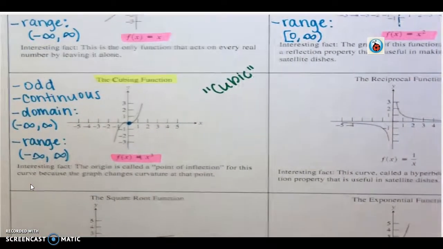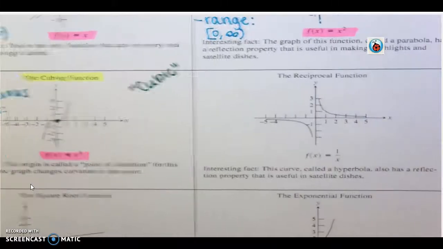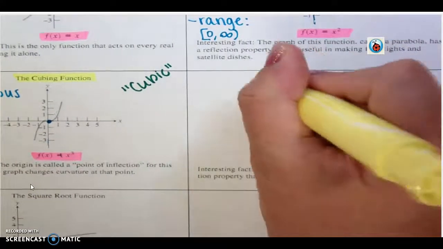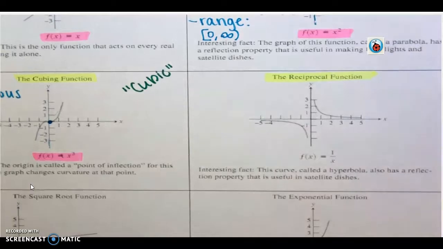Okay? So then we're going to look at what's called the reciprocal function. And this is f of x equals 1 over x.